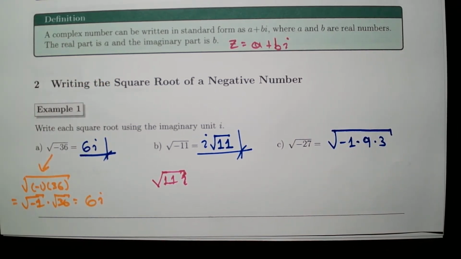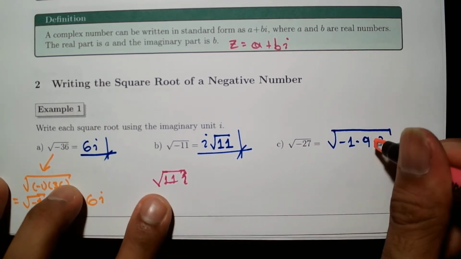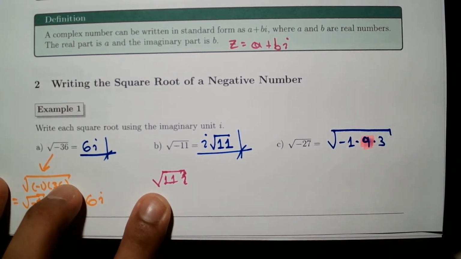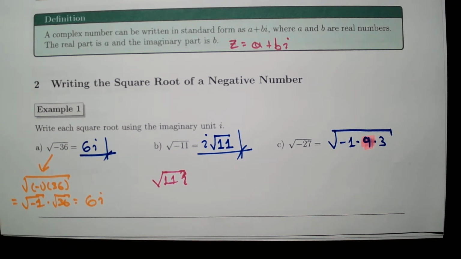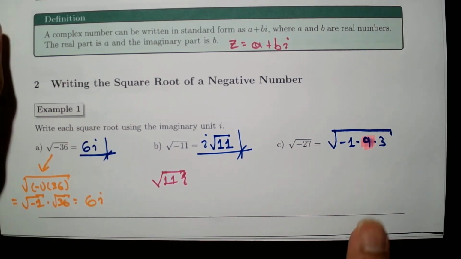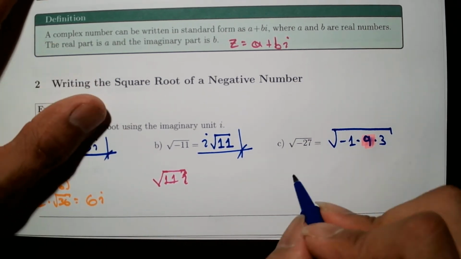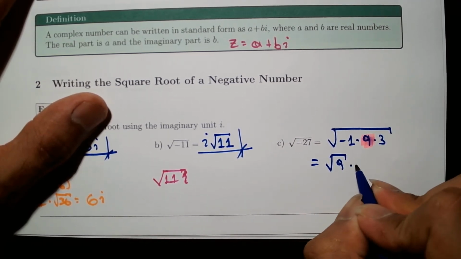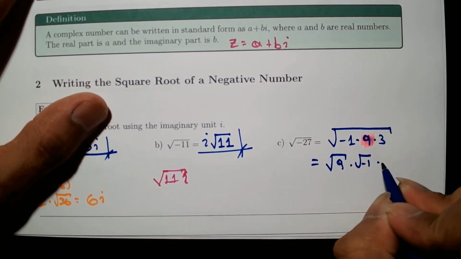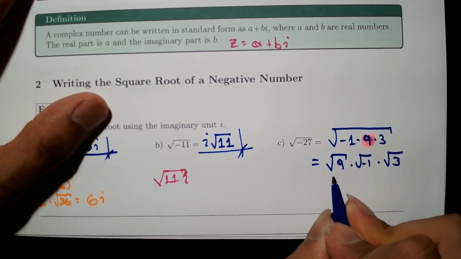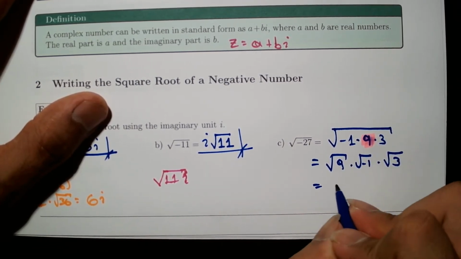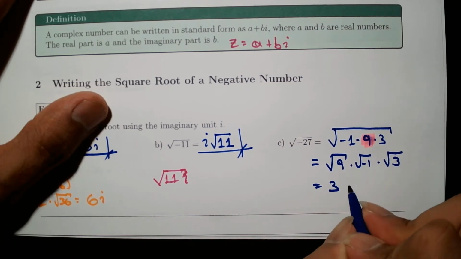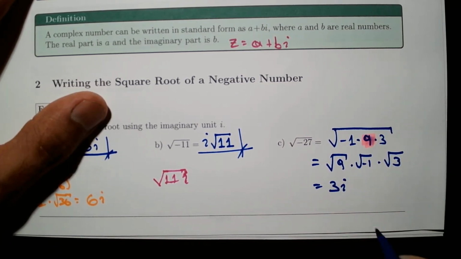So from intermediate algebra, you broke up a number into factors and you were looking for the highest perfect square. Okay, so I'm going to write this as a product of three radicals the following way. The square root of 9 times the square root of negative 1 times the square root of 3. The square root of 9 is a nice number. The square root of negative 1 is the letter i.